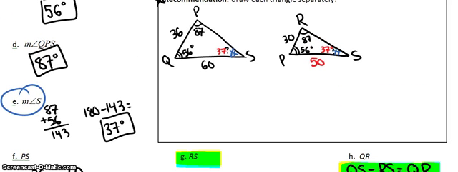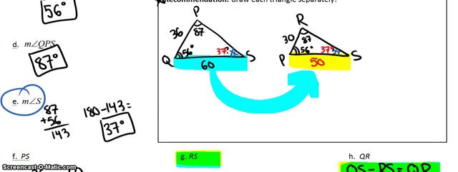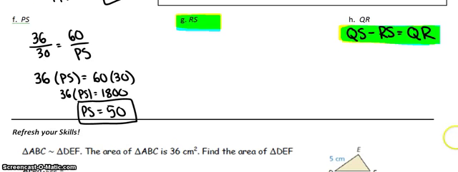So let's take a look at our picture. PS is this base here, okay, and it's corresponding to QS. Those are like the bases of our two triangles. In order to find those, we know that the scale factor to go from this side to this side has to be the same as the scale factor to go from this side to this side. So I set up a proportion. 36 divided by 30 will calculate the scale factor to get from this triangle to this triangle. So I went from big triangle to small triangle. And that scale factor is to be the same as if I took 60 and divided by this side, which was X, but I calculated. So that's what I set up here.